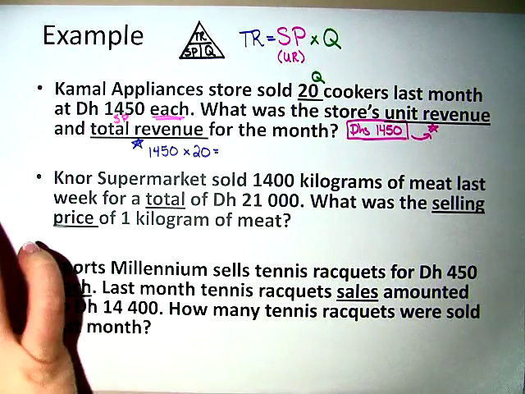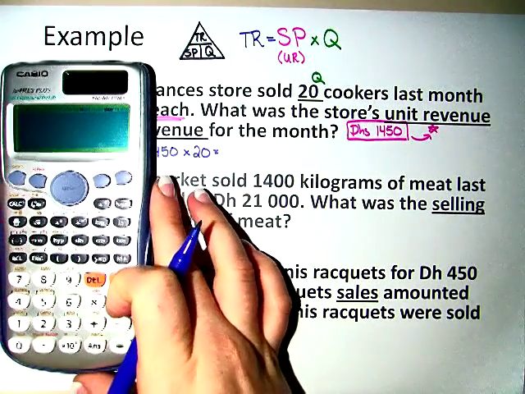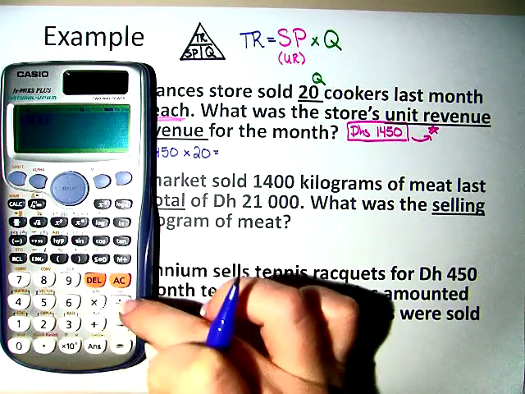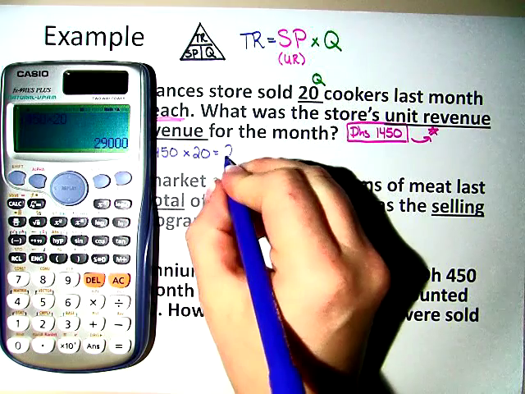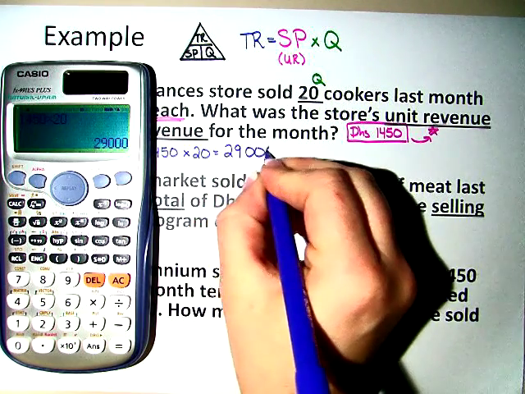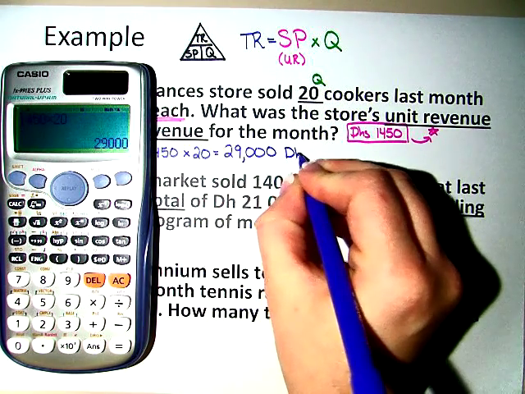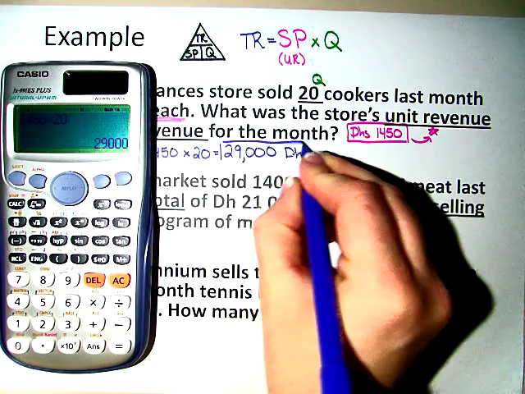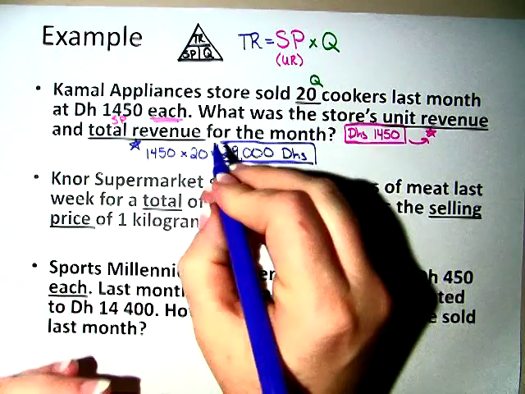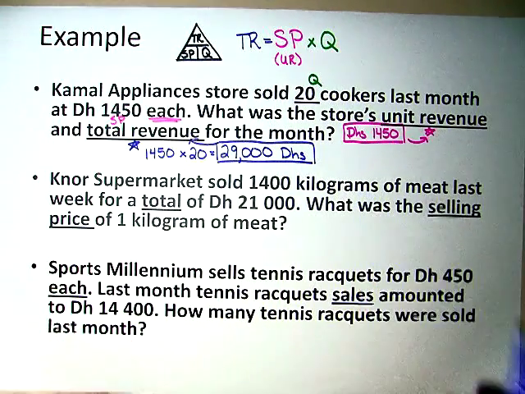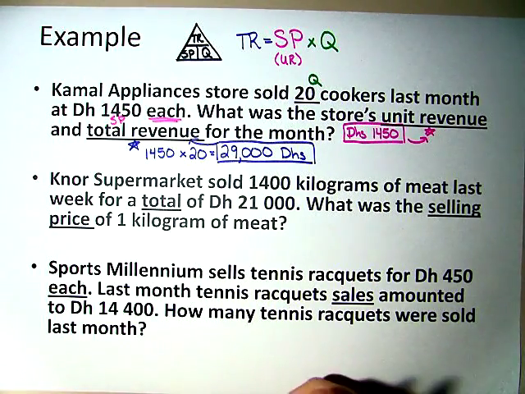So we take our calculator. $14.50 times our quantity, which is 20, is 29,000 dirhams. So this is the total revenue for the month. Okay, so we're going to do the same thing here.